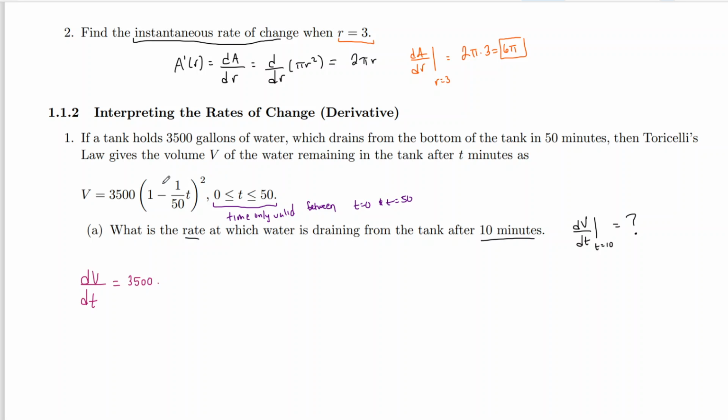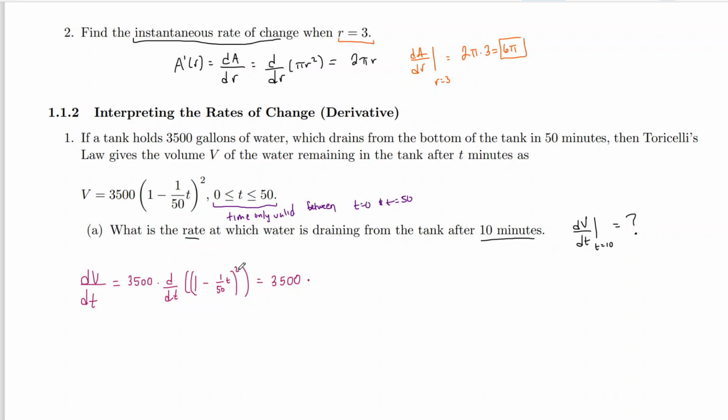Now, one thing is that we've gone through all the derivative rules. We can absolutely do this derivative, but let's go ahead and break it down and not jump into it too quickly. Doing the derivative of this side, I know I can bring 3,500 out because it's just a number. And I want to do the derivative of 1 minus 1 over 50t, and then that's all squared. One thing you should be thinking about is using the chain rule because we have something squared and it's not just t. As long as you identify what derivative rules to use, you're good to go.